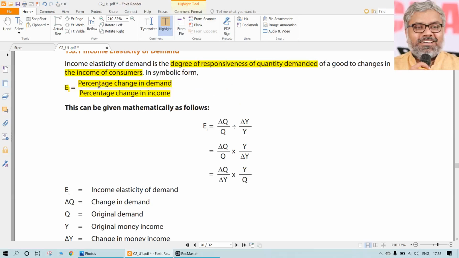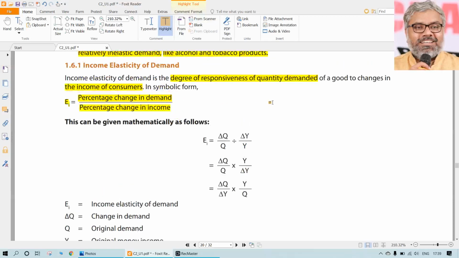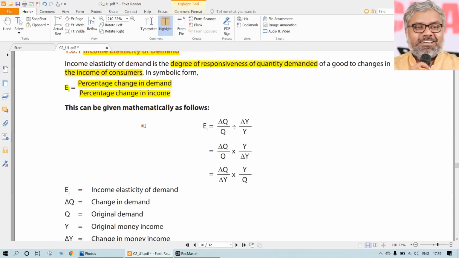So percentage change in demand divided by percentage change in income. Income is some other factor, not price. So if there is a change in the income of the consumers, then how that change will impact the demand is what income elasticity of demand will tell us. And if it is high, that means a particular product is more responsive to the income of the consumers. If it is low, that means the product is less responsive to the income of consumers. So that is how it has to be calculated.